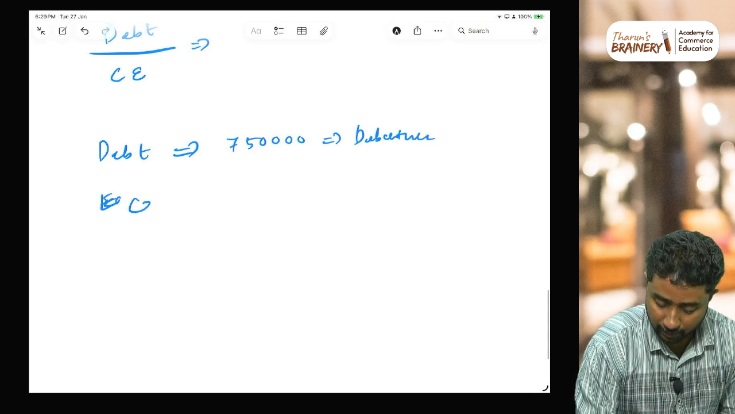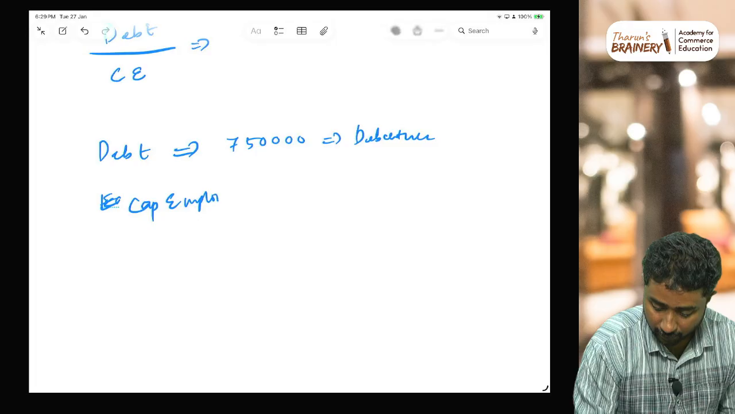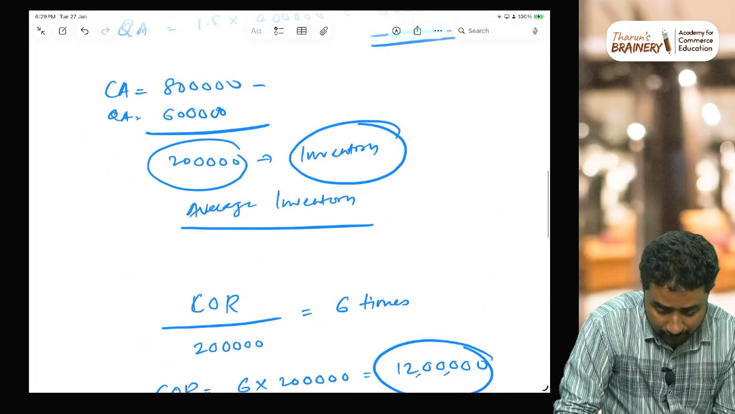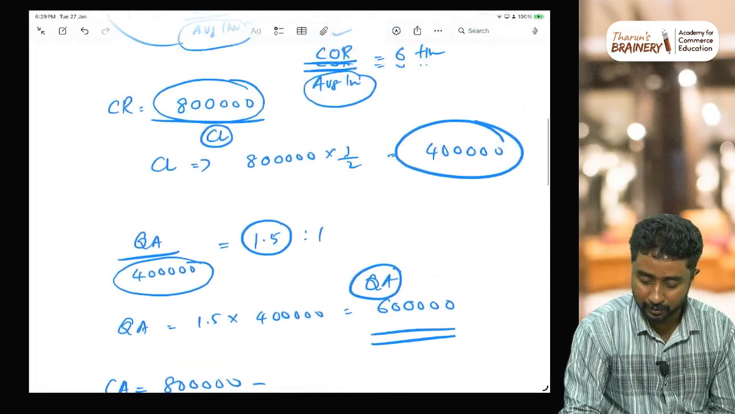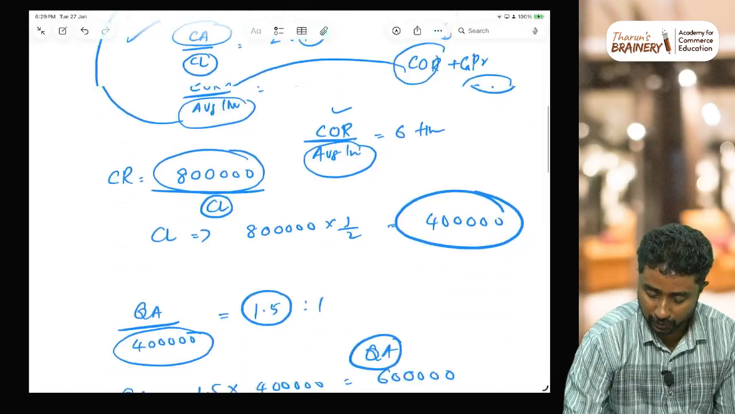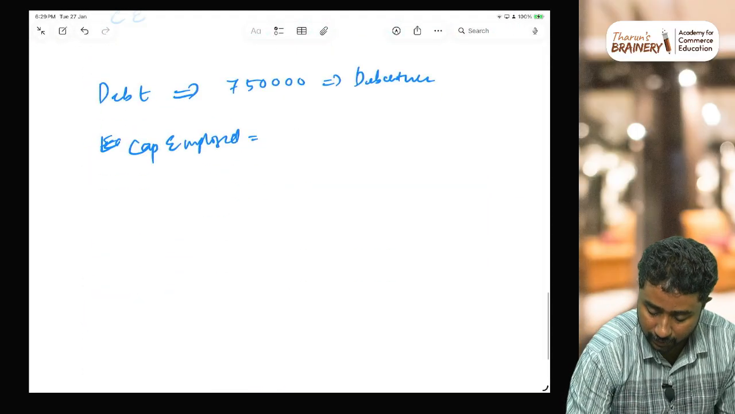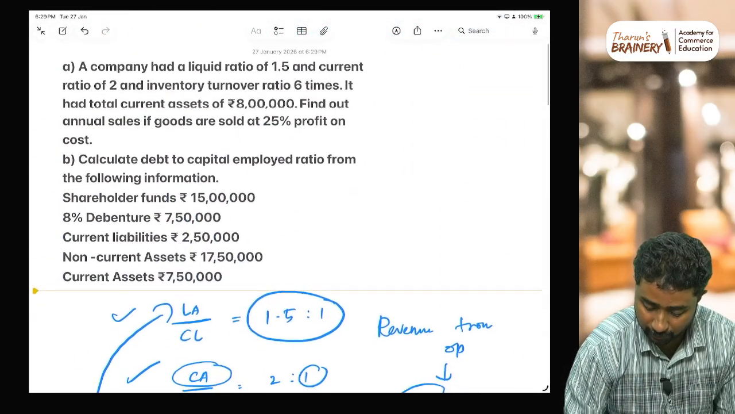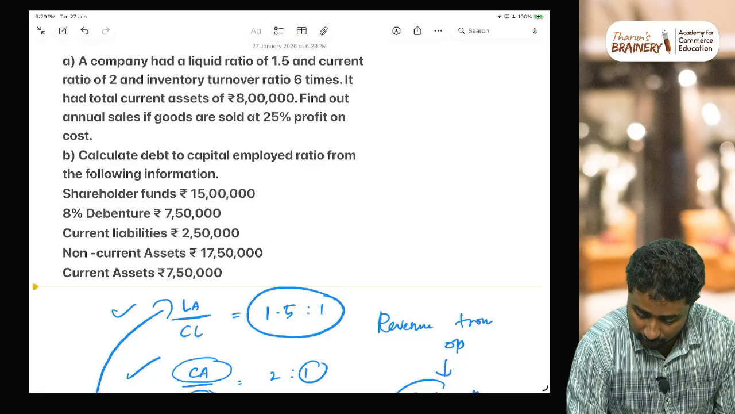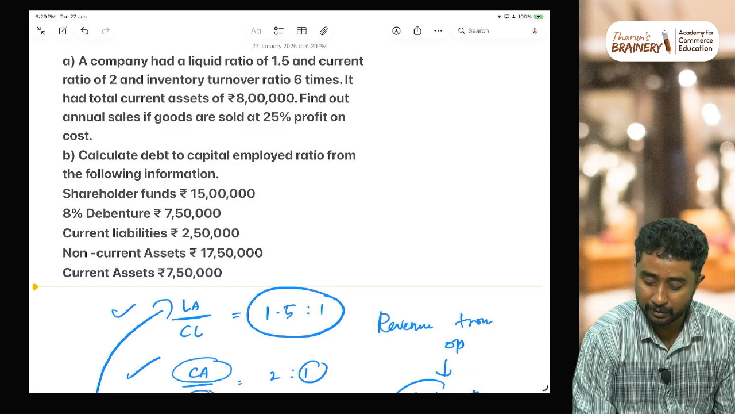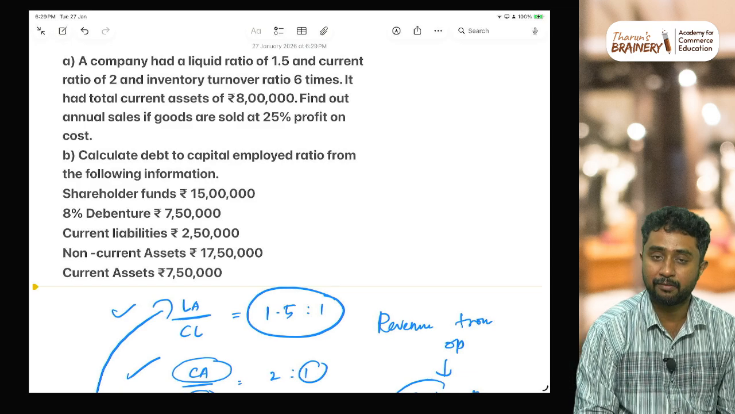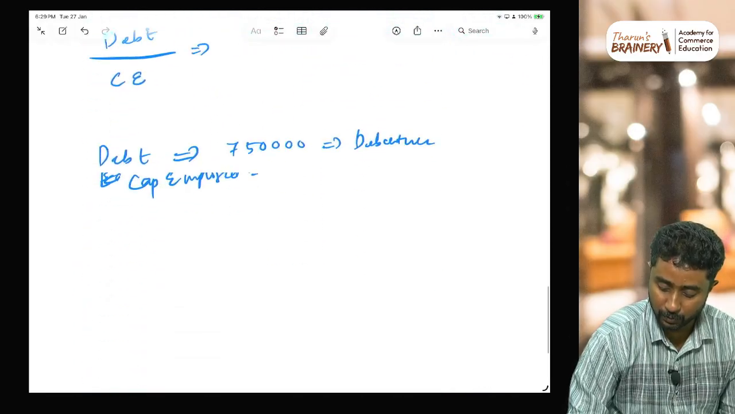Capital employed. The formula is total assets minus outside liabilities, or total assets minus current liabilities. You can use that formula also. Here, total assets minus current liabilities: non-current asset is given, current asset is also given, and if you remove current liabilities, how much will you get? 17,50,000 plus 7,50,000, which gives us 25 lakhs. 25 lakhs minus 2,50,000.